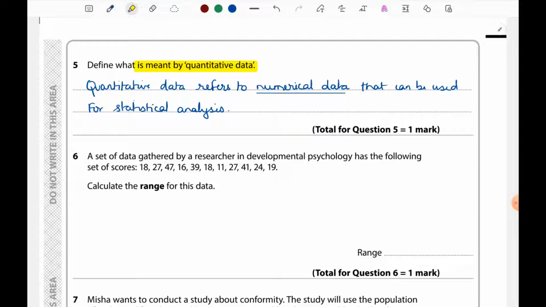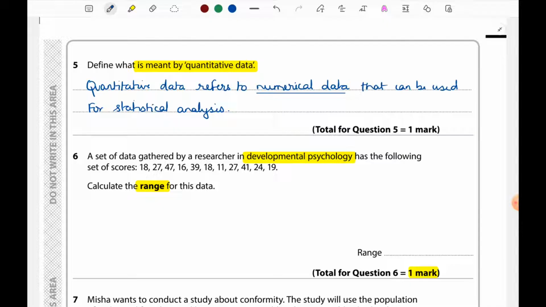Next is again a straightforward question, a very simple calculation, range. Question 6. A set of data gathered by a researcher in developmental psychology has the following set of scores: 18 and it goes up to 19. Calculate the range for this data. It's just for 1 mark. Still, I would suggest, because there is calculation involved, it's not just a matter of counting, so we should show the calculation.